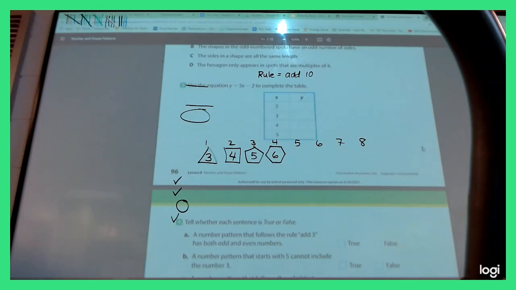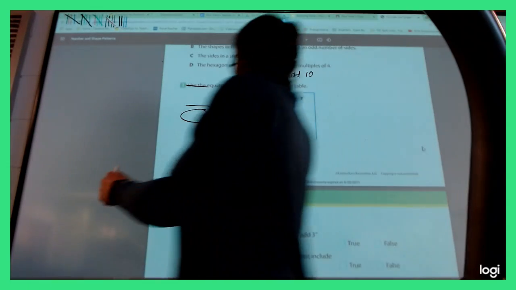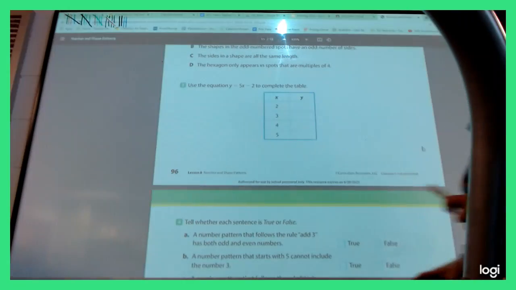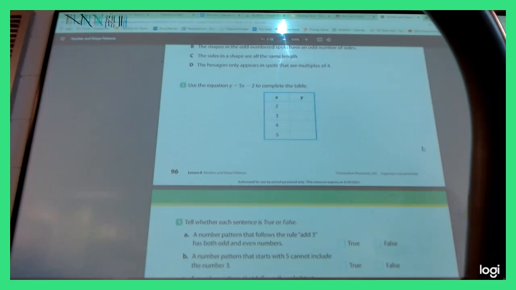All right, this is more practice of what we worked on yesterday. And you guys did a really good job. Algebra. All right, number 3. We are going to use the equation y equals 5 times x minus 2 to complete our table.